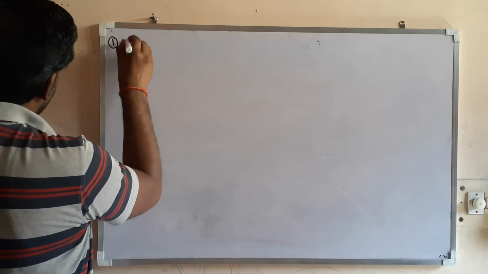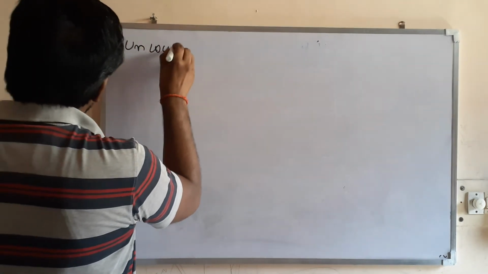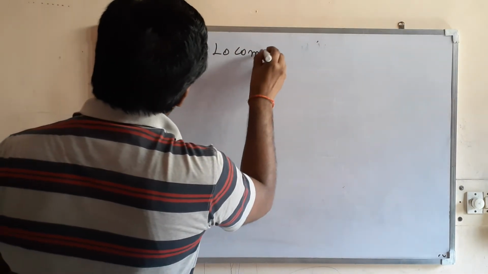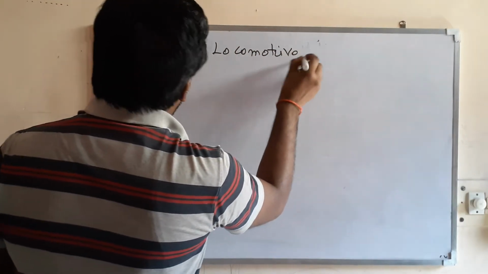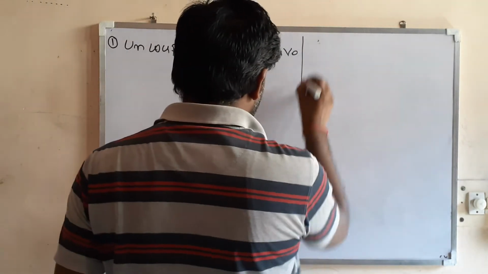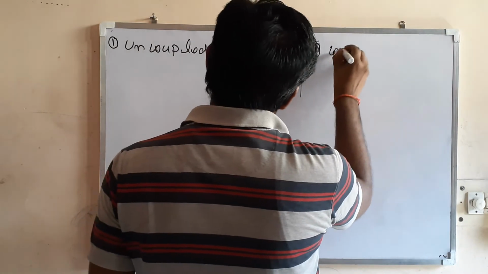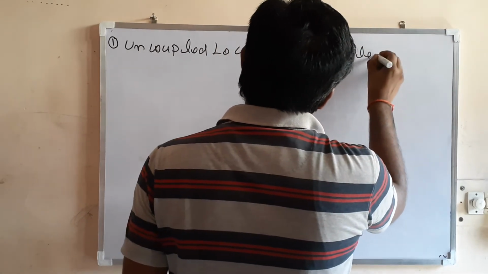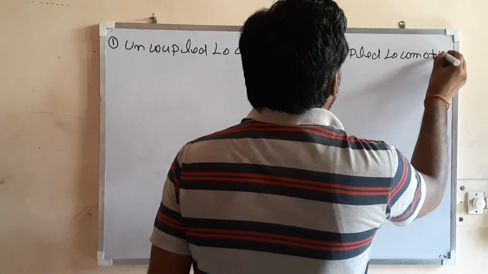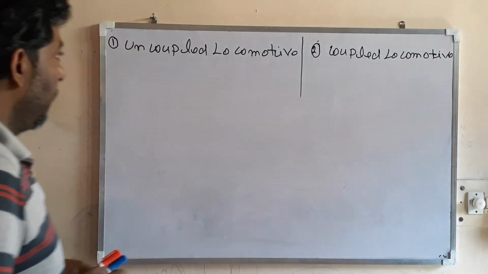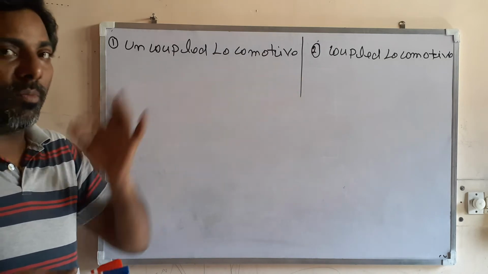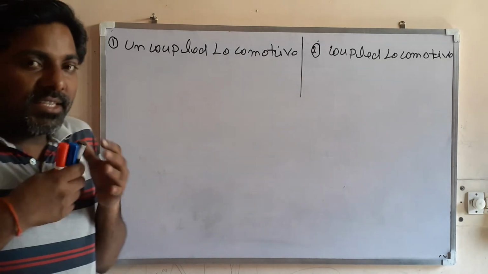So first one is uncoupled locomotive, and another is coupled locomotive. Let us write here number 2. This is coupled locomotive. So let us see what is uncoupled locomotive and what is coupled locomotive. You can easily see it.